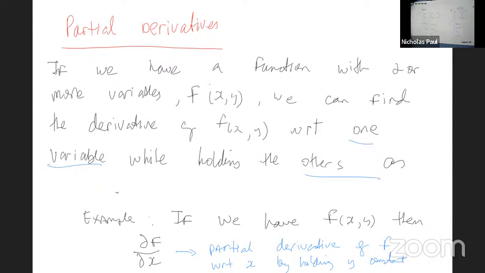By holding the others as constants. So for example, if I give you f of xy, then for the partial derivative, you'll notice that you have little curly d's here, just a little extra curve. Once you see that, that's the partial derivative. So if you see the partial derivative of f with respect to x, it means that you're differentiating with respect to x by holding y constant.